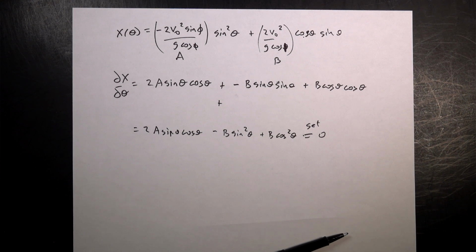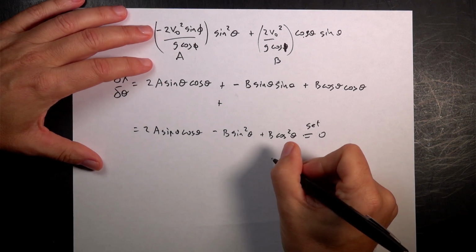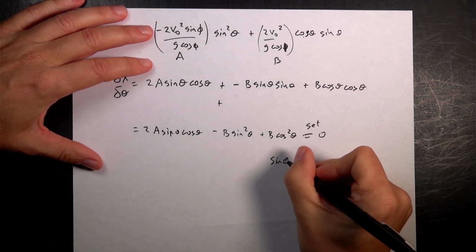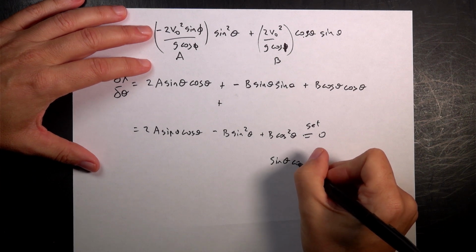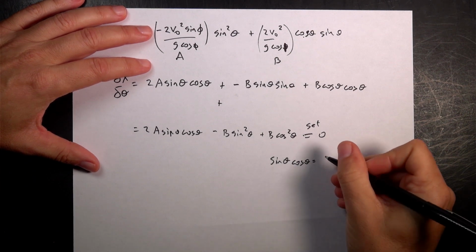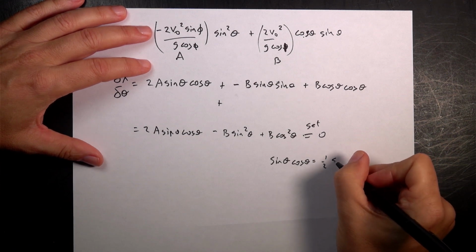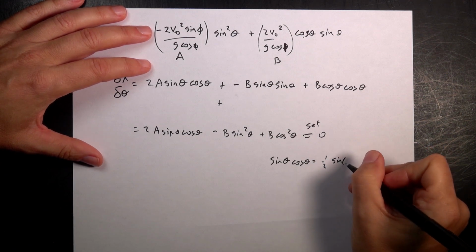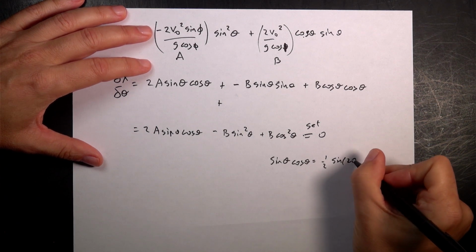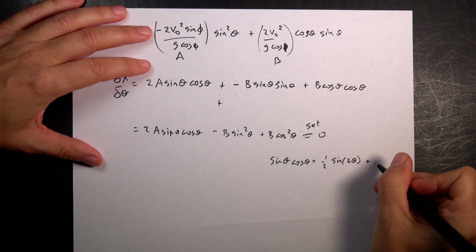Here it is. Sine x cosine x, sine theta cosine theta is equal to 1/2 sine of theta plus theta, so 2 theta, plus the difference, which is 0.